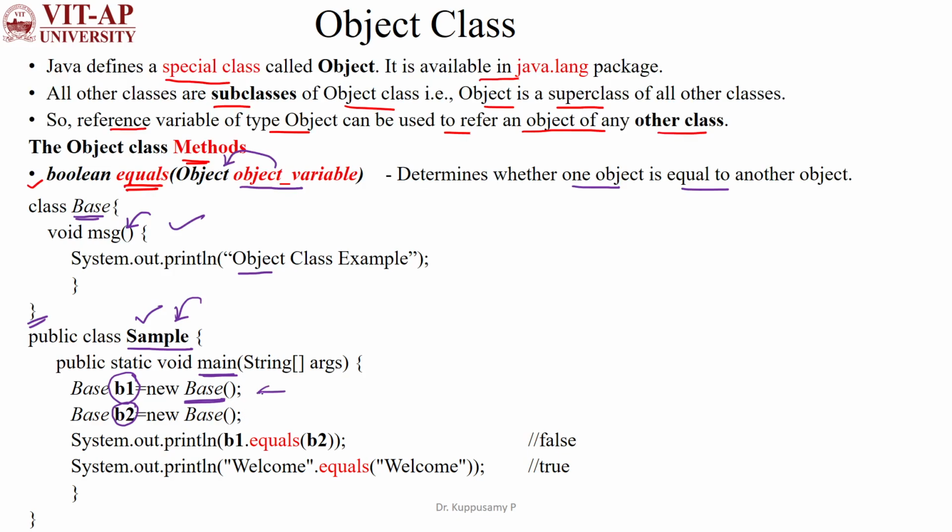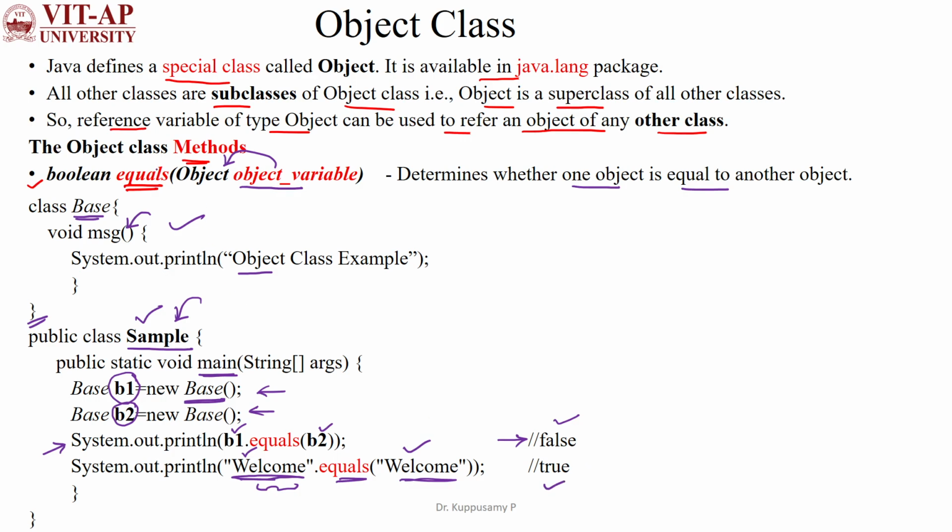So here the memory allocation is done for the objects b1 and b2. Then I am checking whether b1 is equal to b2. Both are different objects, so it will return false. But when you check the string welcome equals welcome, I am giving a case-sensitive capital W and the remaining letters lowercase, and here also the W is capital and the remaining letters are lowercase. So both are equal, and it will return true.